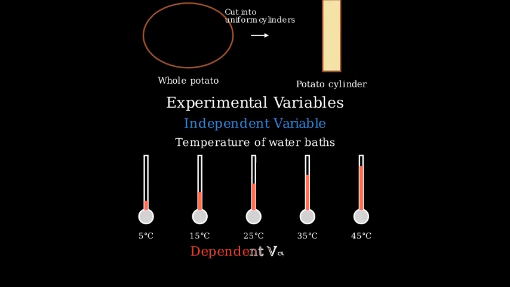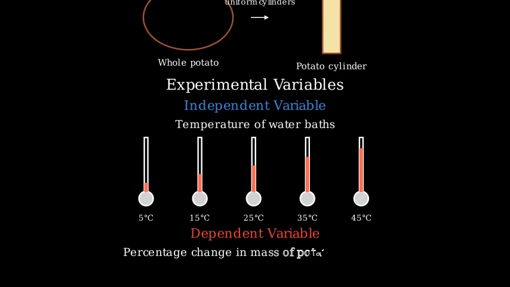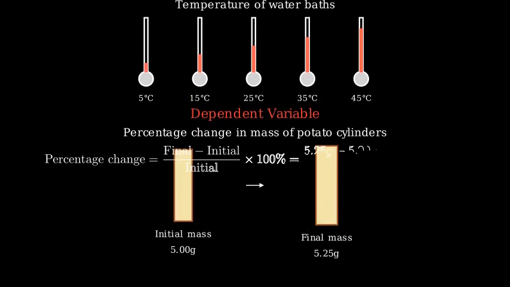The dependent variable is what we measure to see the effect of our changes. We'll measure the percentage change in mass of the potato cylinders after they've been immersed in distilled water for a set time. This change in mass indicates how much water has moved into or out of the potato tissue by osmosis.